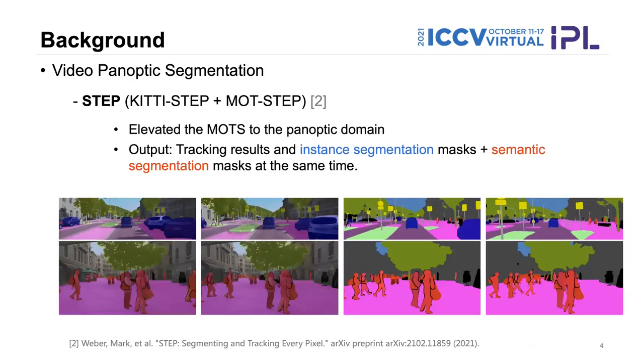More recently, the previous multi-object tracking with instance segmentation has also been elevated to the panoptic domain. The new task requires people not only to generate the tracking IDs along with the instance segmentation results across the video frames, but also to do the semantic segmentation at the same time. The new benchmark data set named STEP tries to address this long-term segmentation and tracking problem. Together, they also come out with a new evaluation metric, which provides a very important insight towards a denser, pixel-precise video understanding.